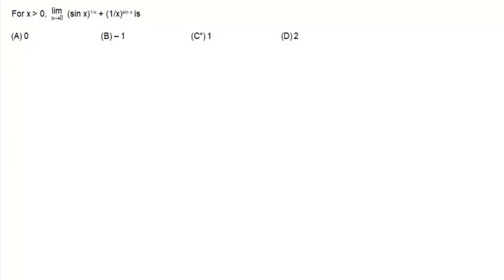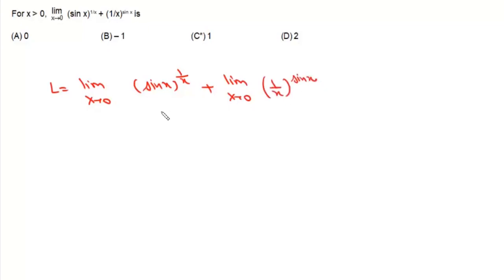Now here the question is, we need to find this limit when x tends to 0. So this is L and L B. This is the limit x tends to 0 of sin x to the power 1 by x, plus the limit x tends to 0 of 1 by x to the power sin x. Now this is 0 to the power infinite form, and this is infinity to the power 0 form. Now basically 0 to the power infinite is not an indeterminate form.